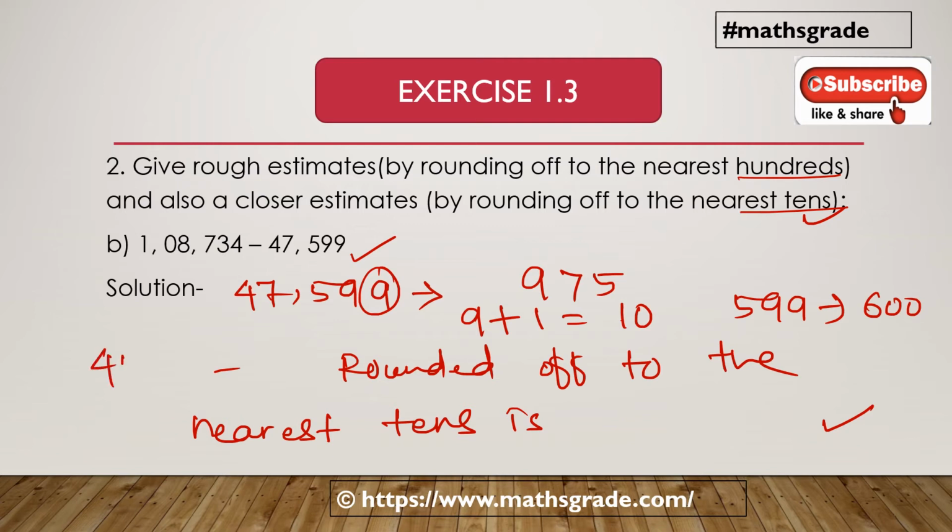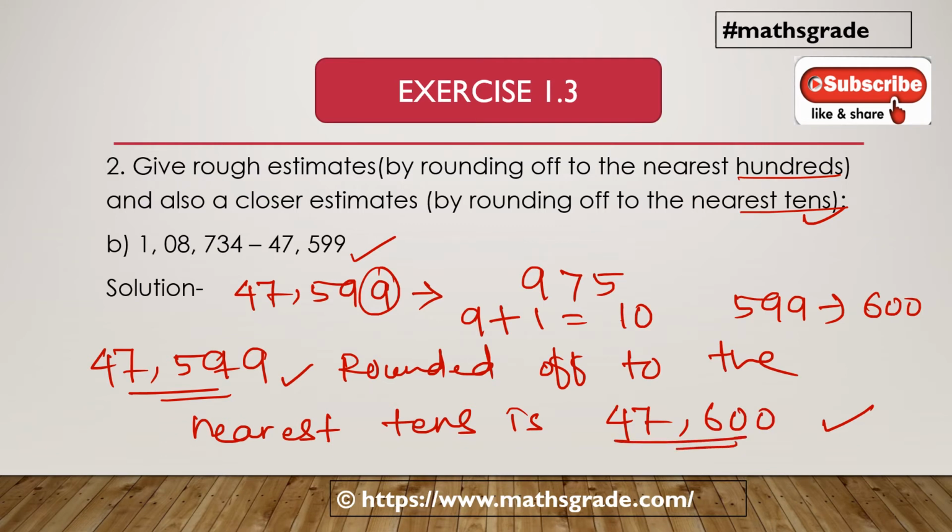So 47,599 rounded off to the nearest 10 will be 47,600. This 9 changes to 10 and this 1 carries over to the hundreds place digit, that will be 5 plus 1 is 6, and write down 0 in the unit place digit, that is this unit place digit 9 changes to 0. So 47,599 rounded off to the nearest 10 will be 47,600.